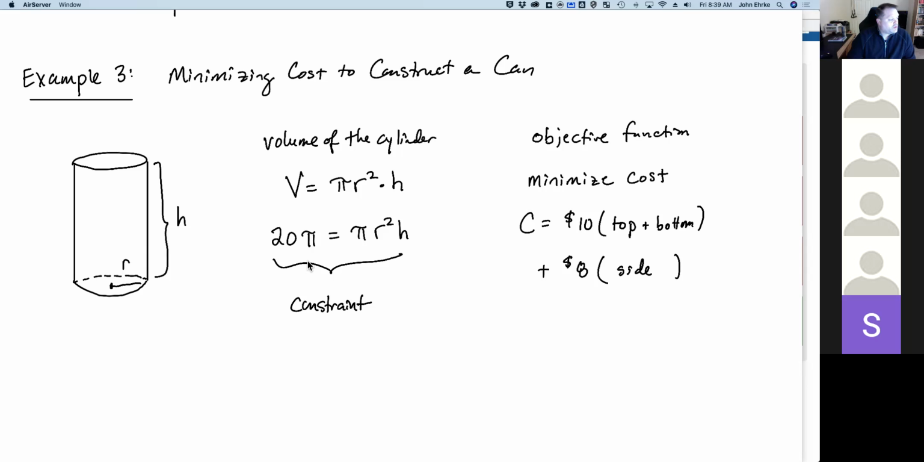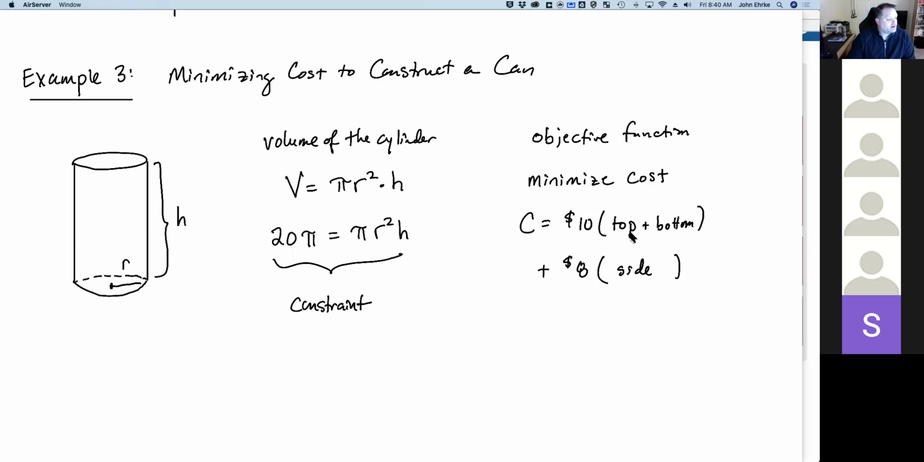So we're told in the problem that the can must hold 20 pi meters cubed. So the volume must be 20 pi. We're going to use this as our constraint here in a little bit. We also know that our objective function is to minimize the cost it takes to produce the can. Our cost here is $10 per cubic meter, and the cubic meters are for the top and the bottom. Those are the ones that cost $10.